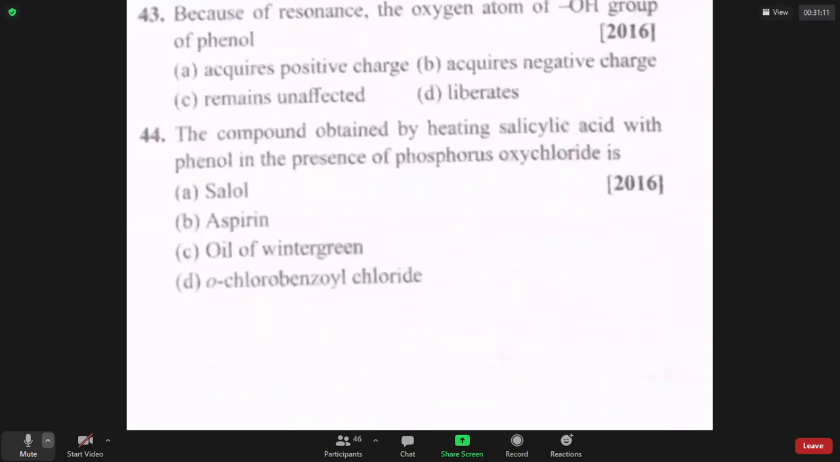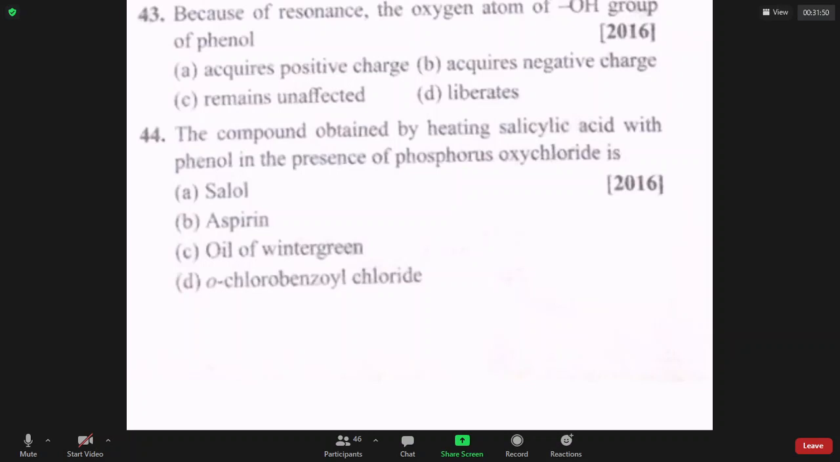Question number 44. The compound obtained by heating salicylic acid with phenol in the presence of phosphorus oxychloride. Salicylic acid has an OH group and a COOH group. When you are heating an acid with an alcohol, they react to give an ester. So you are getting an ester of salicylic acid with phenol. These phenolic esters of salicylic acid are called salols. The salols are present in Zandu Balm.